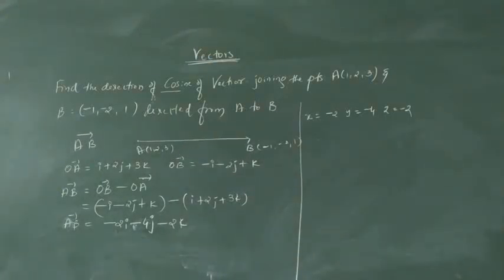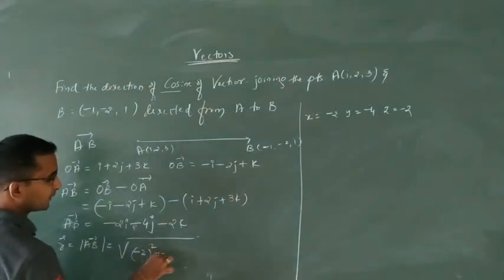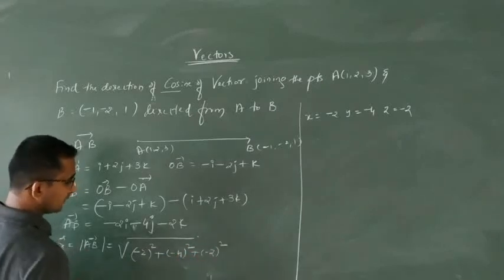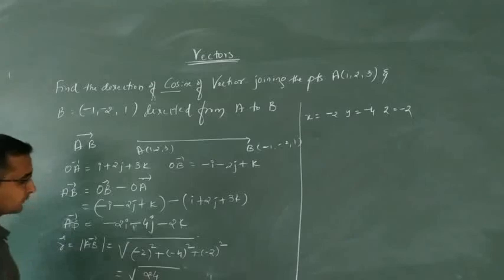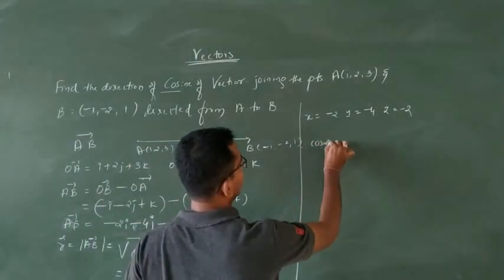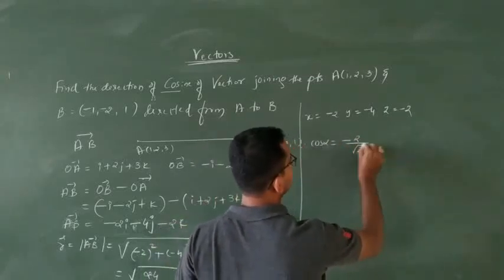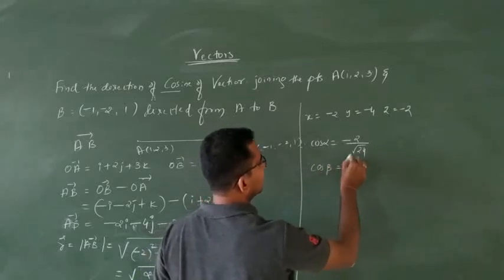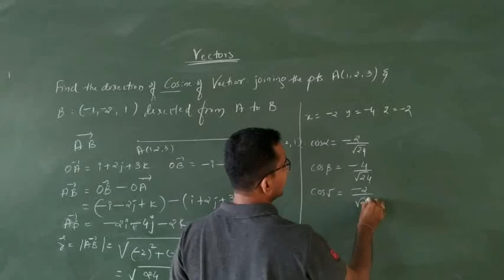So how are we going to find the direction cosines for vector AB? Next we find r, which is nothing but the mod of vector AB, that is root of minus 2 whole square plus minus 4 whole square plus minus 2 whole square, that is root of 4 plus 16 plus 4, that is 24. Therefore, cos alpha is x by r, that is minus 2 divided by root 24. Cos beta is y, minus 4 divided by root 24. And cos gamma is minus 2 divided by root 24.